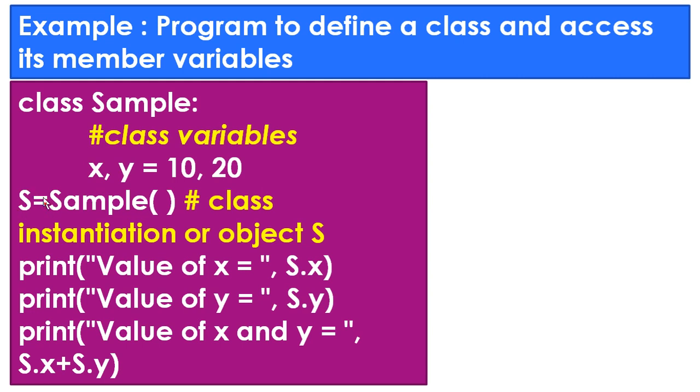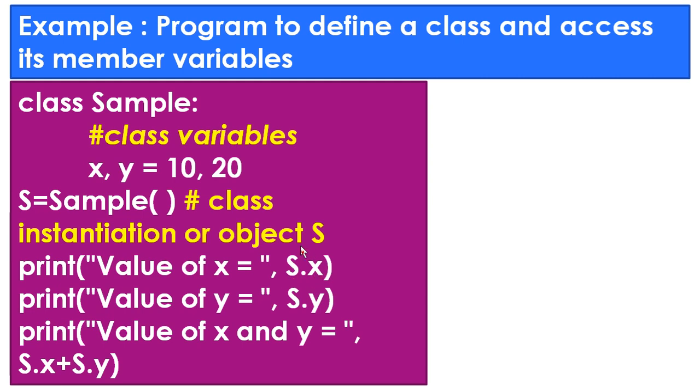Here s is the object, s equal to Sample(). Here s is the object, Sample is the name of the class tag. Here class instantiation, or object s, is created by using this statement. Then there are three statements that print the class variables and also the summation of class variables. The first two statements print the class variables, s dot x.